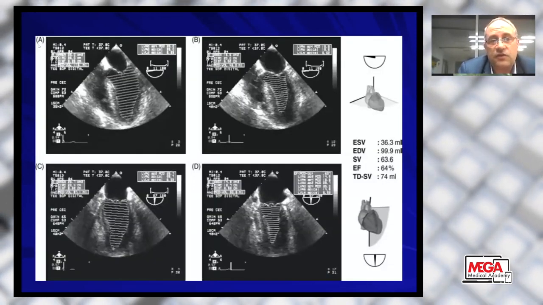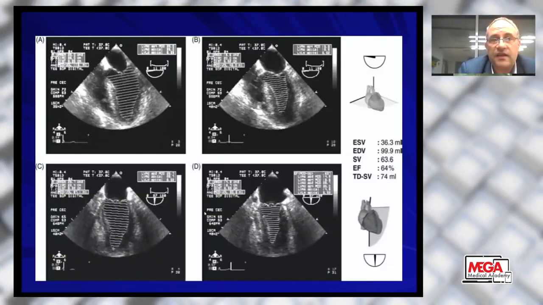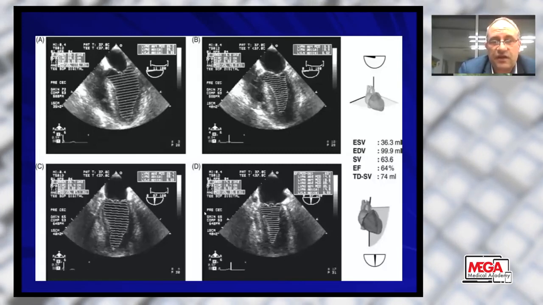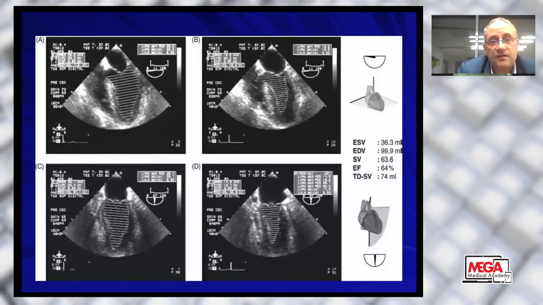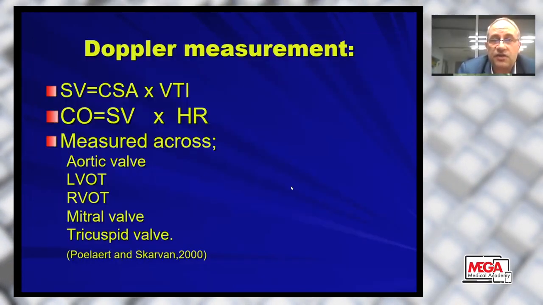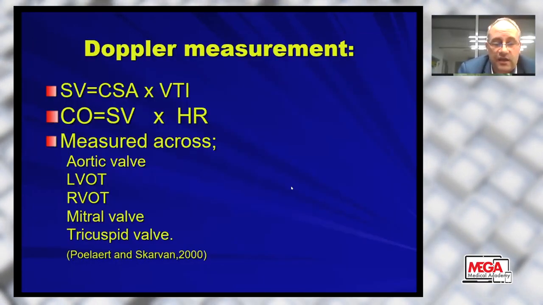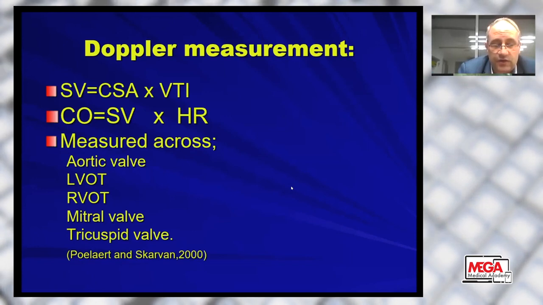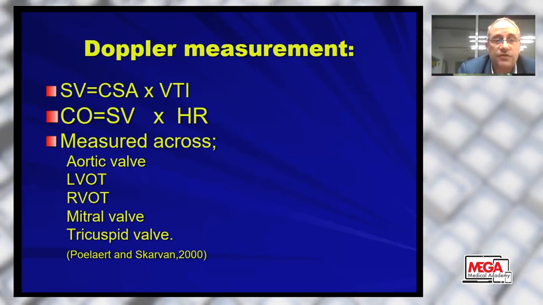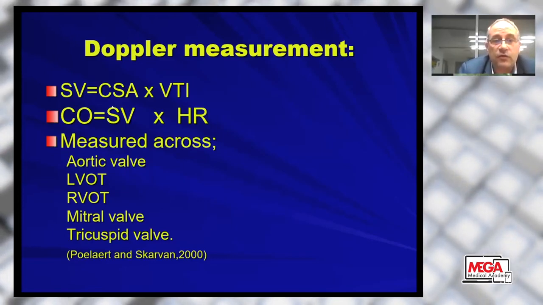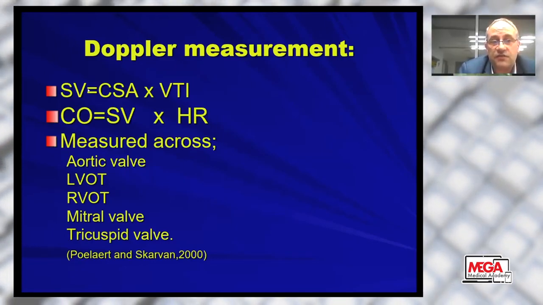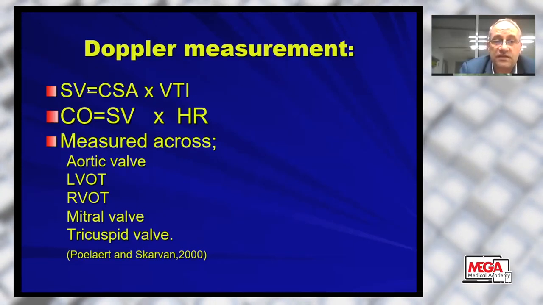Now I have the end diastolic volume and systolic volume, and I can measure stroke volume and get the cardiac output. The third method of measuring cardiac output through echo is using the Doppler measurement. We set the flow equal to the cross-section area times the VTI. Stroke volume is the flow.